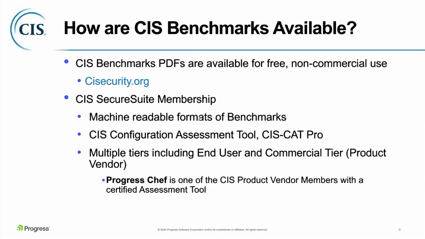But our relationship with Chef Progress falls into the Secure Suite membership category. So there's an end user tier, but what we'll focus on today is the commercial tier. So Progress Chef is a product vendor member with a certified tool that we'll look at in Lokesh's part of the presentation. And again, what's really important to CIS, to the distribution of the benchmarks, particularly for organizations seeking compliance, is the automation component.